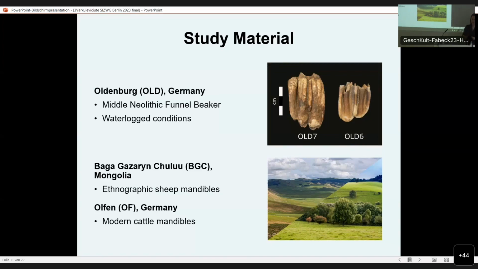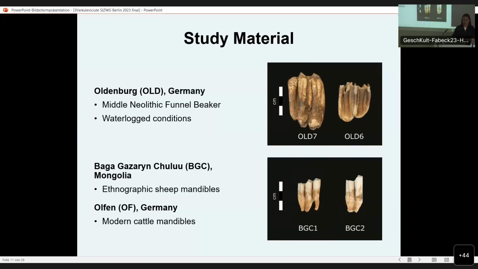And then we also had some modern samples, so sheep from the Mongolian steppe and Alpine cattle, which were modern. And this is kind of like our test control.